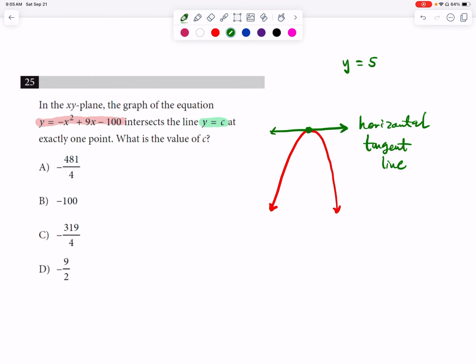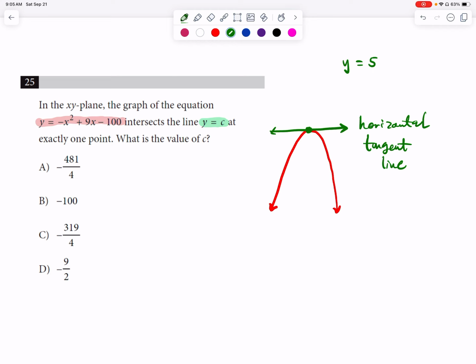Horizontal tangent lines in calculus are really important. If you do have an opportunity to take calculus, you'll see that. Now, of course, you don't need calculus to take the SAT. It's just up to and including Algebra 2. So we should be able to use the tools that we already know in order to answer this question.